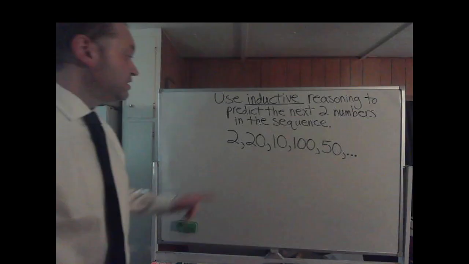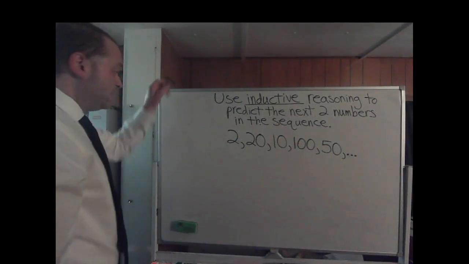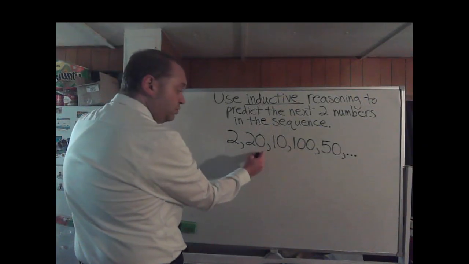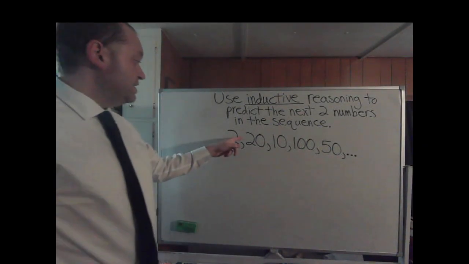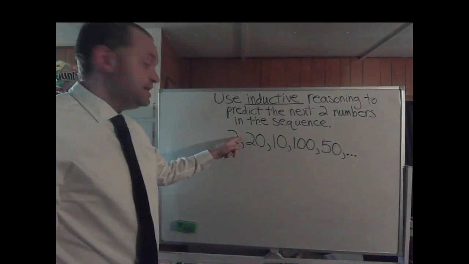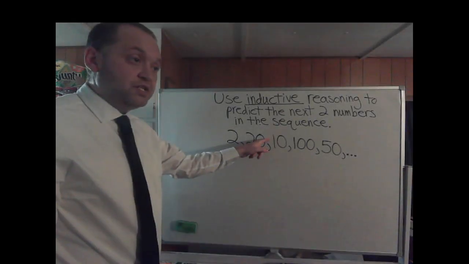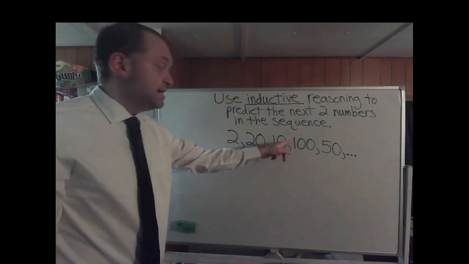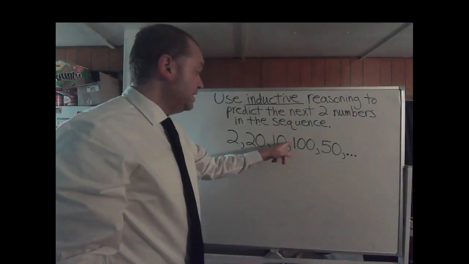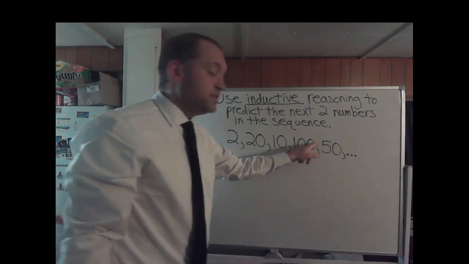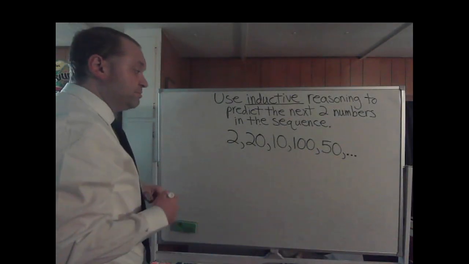This one, there isn't a clear-cut pattern yet between each number. It looks like they vary. So you have 2, 20, 10, 100, and then 50. Well, it looks like between 2 to 20, you multiply by 10, right? And then between 20 and 10, you would divide by 2. And then between 10 and 100, you multiply by 10. And then between 100 and 50, you divide by 2. So it looks like it alternates multiplying by 10 and dividing by 2.